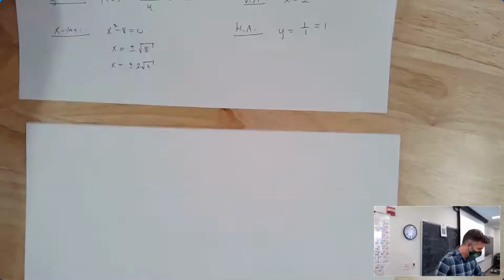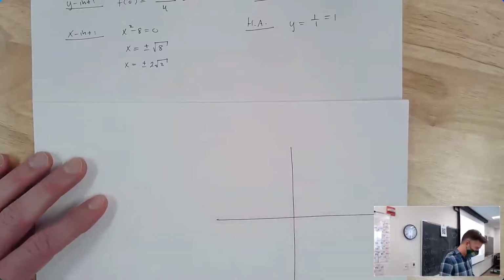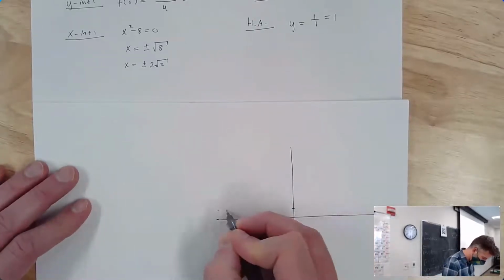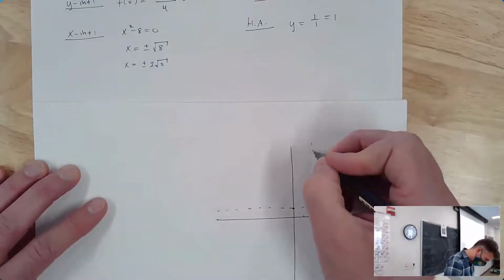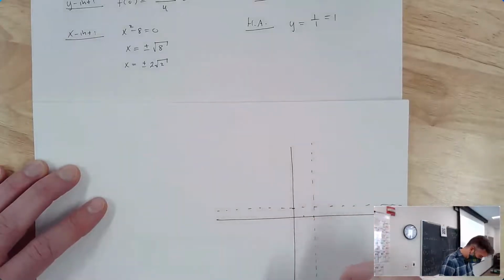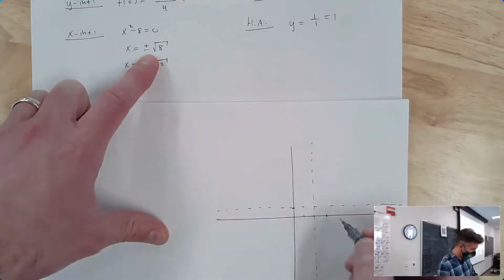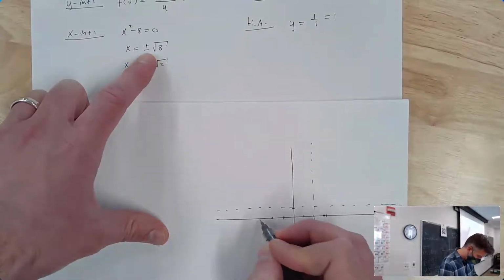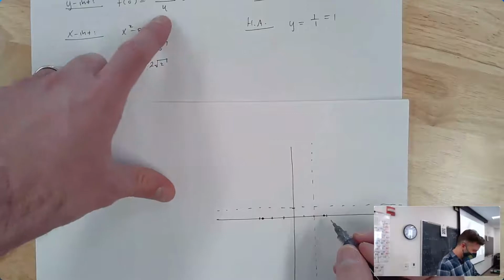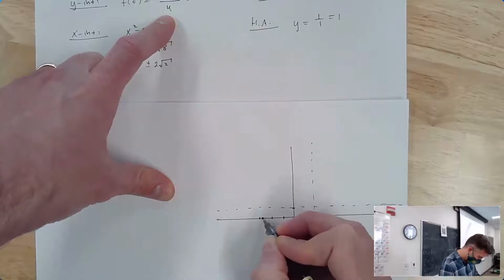All right. At this point, you might even start plotting things. So I have a horizontal asymptote of y equal to 1. I have a vertical asymptote of x equal to 2. And I have intercepts at positive root 8, which is a little smaller than the square root of 9, which is 3, and negative root 8, which is not quite as negative as negative 3. And then I also have a y-intercept of negative 2. So there's what I've got so far.